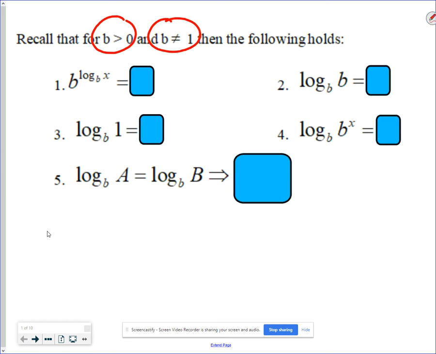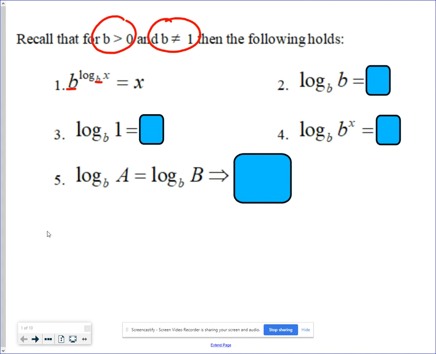If we have b raised to the log base b of x, remember when you have a power and the exponent of your power is a logarithm of the same base as your power, you can think of them canceling each other out. And the answer would be just x.